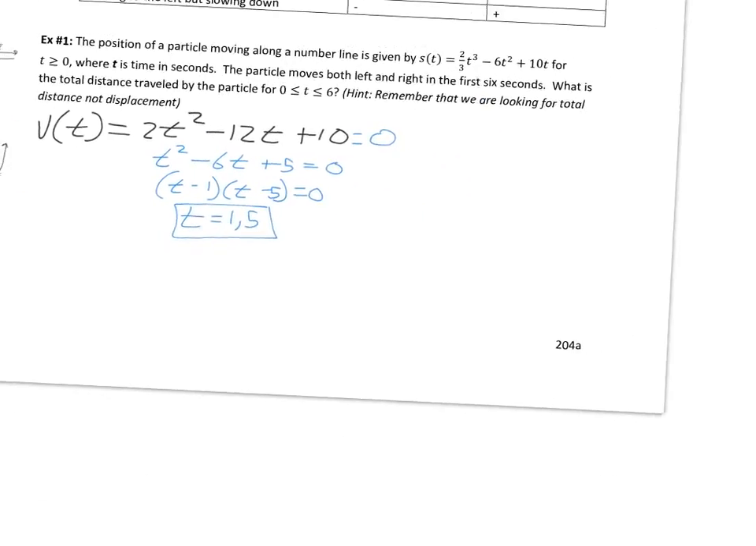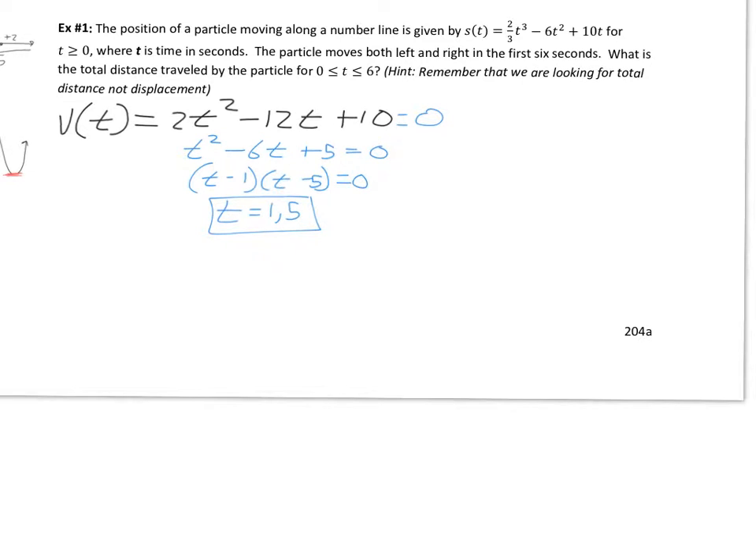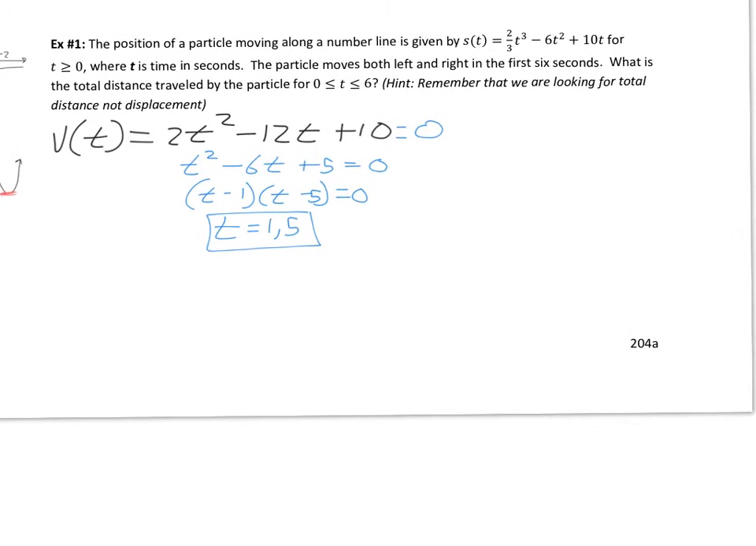All right, well, I'm going to use the same thing that we've been doing before. I'm going to make a little chart. And I know I have some key points here, or some critical numbers. I know 0 and 6 are critical numbers, and now I know that 1 and 5 are critical numbers as well. I'm going to make a table just like we've been doing. So here's all my t values. I'm starting at 0. I know that 1 is important, I know that 5 is important, and I know I only go to 6.